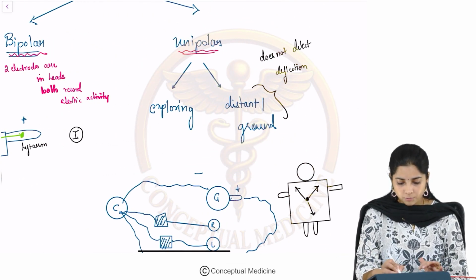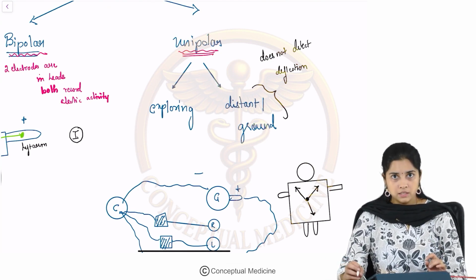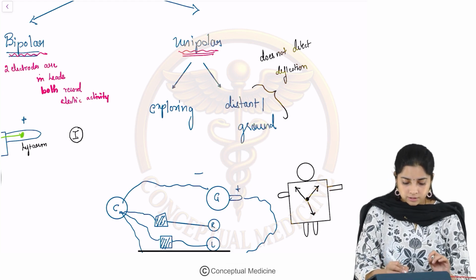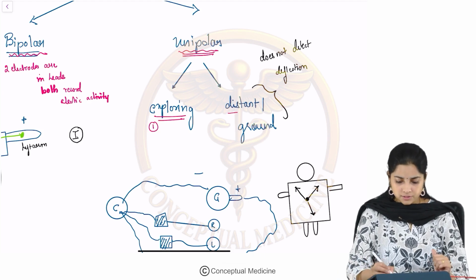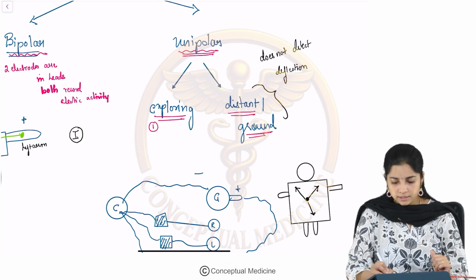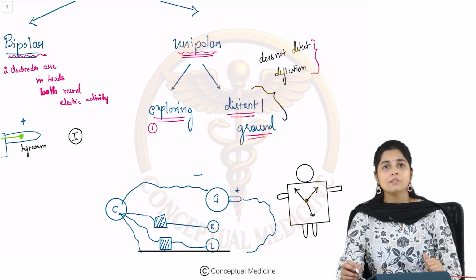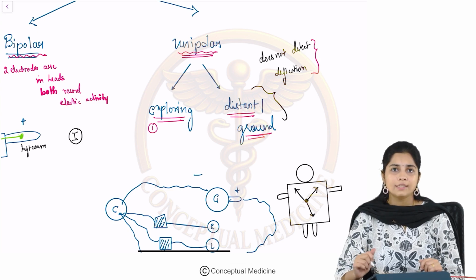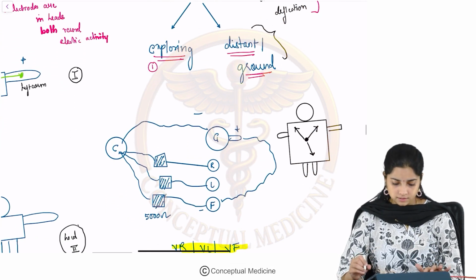Let us look at what is a unipolar limb lead. As the name suggests, the electrical activity is recorded by only one electrode, which is the exploring electrode. There is another electrode, called the distant or ground electrode, which does not detect any deflection. Okay, so let us just understand how this is constructed.